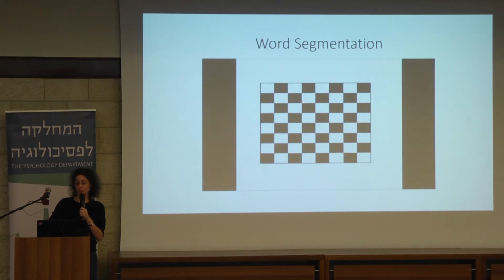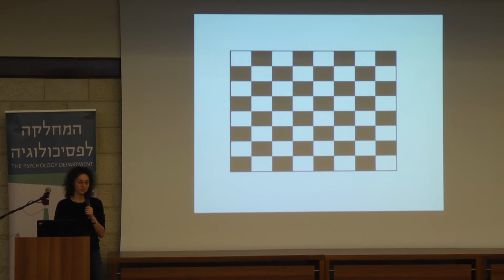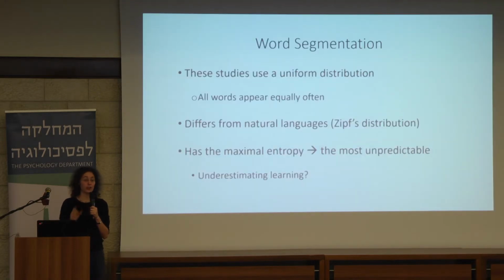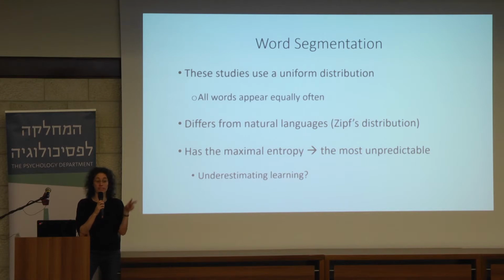And this is what an usual experiment looks like. You hear a series of unsegmented syllables. Actually, there are words hiding in them, and the only cue is the transitional probability between syllables. Okay? This has been studied extensively, one may say over-extensively, in the study of language.